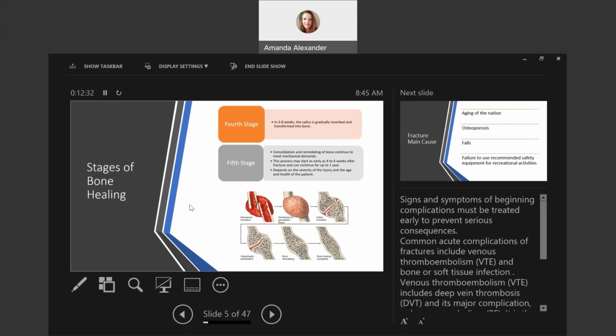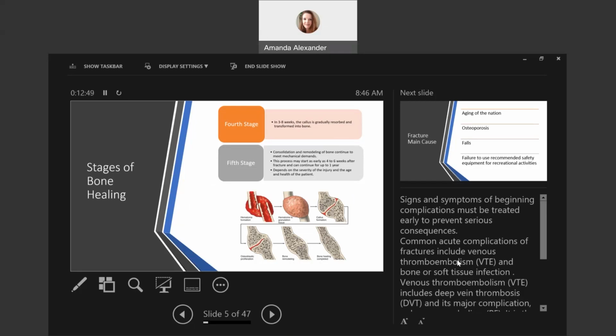This part of the bone healing process can take up to a year to heal, depending on the patient's health condition. And it also depends on the severity of the injury.